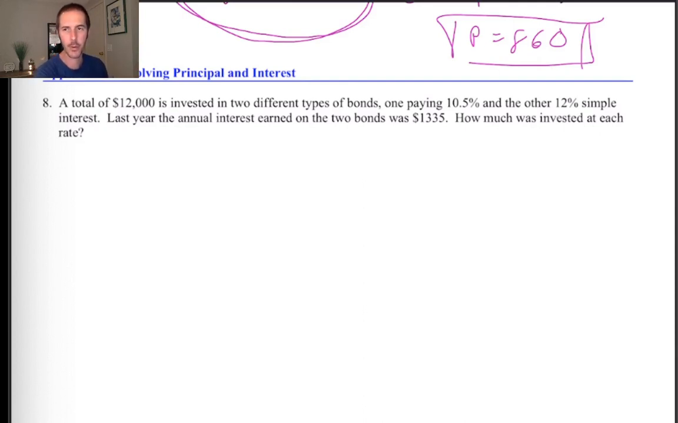This is a dual investment problem. A total of $12,000 is going to be invested in two different types of bonds. One pays this interest rate, the other pays that interest rate. And last year, the interest earned on the two bonds combined, so one interest plus the other interest as measured in dollars, is going to add together to equal $1,335. How much was invested at each interest rate?